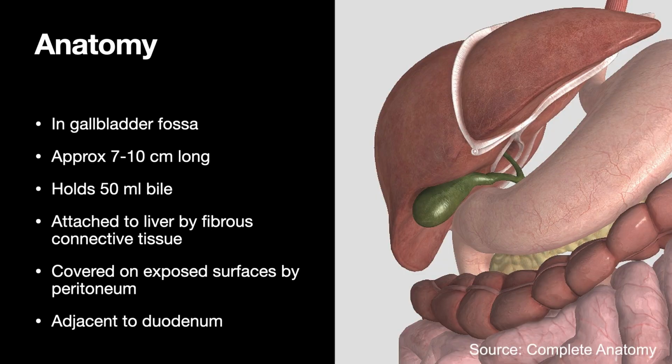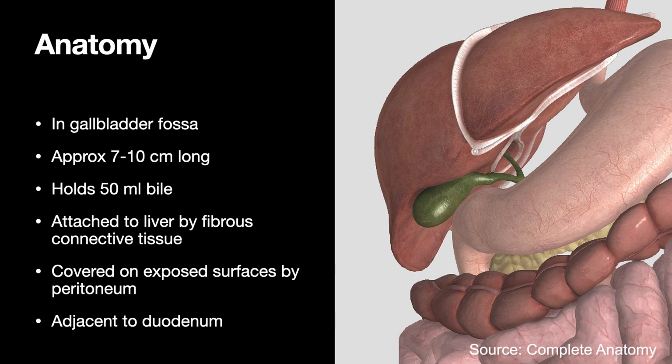If we go to the anatomy, this is where it becomes important, as we translate that information into the ultrasound. The gallbladder itself is about 7 to 10 centimeters long, right? If you translate that into inches, you're looking at about 3 to 5 inches long. It's in the gallbladder fossa, right underneath the liver. You lift that liver up, and there's a little depression there that the gallbladder lives in. It holds about 50 cc's of fluid.